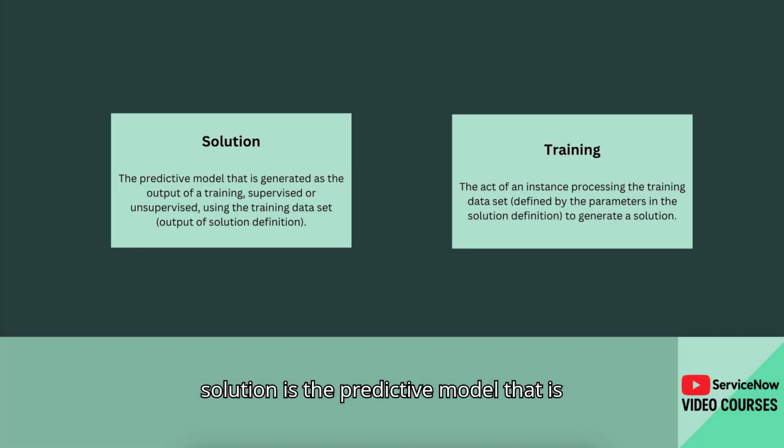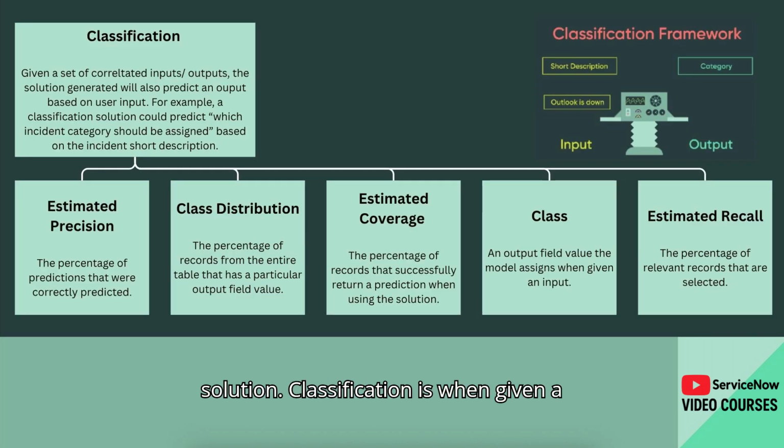The solution is the predictive model that is generated as the output of a training, supervised or unsupervised, using the training data set, output of solution definition. Training is the act of an instance processing the training data set, defined by the parameters in the solution definition, to generate a solution. Classification is when given a set of correlated inputs and outputs, the solution generated will also predict an output based on user input. For example, a classification solution could predict which incident category should be assigned based on the incident short description.